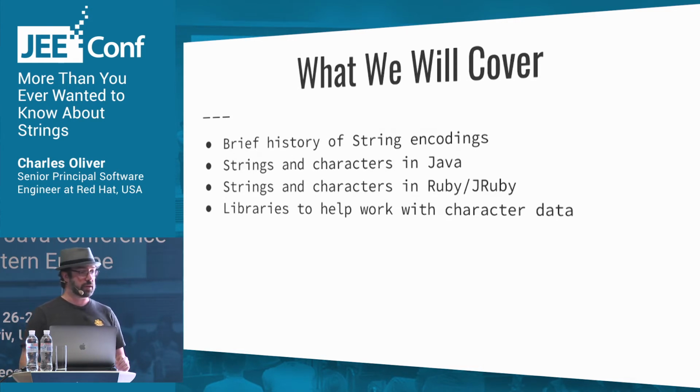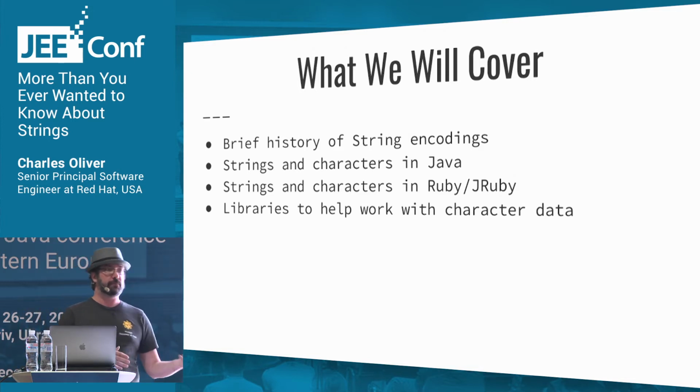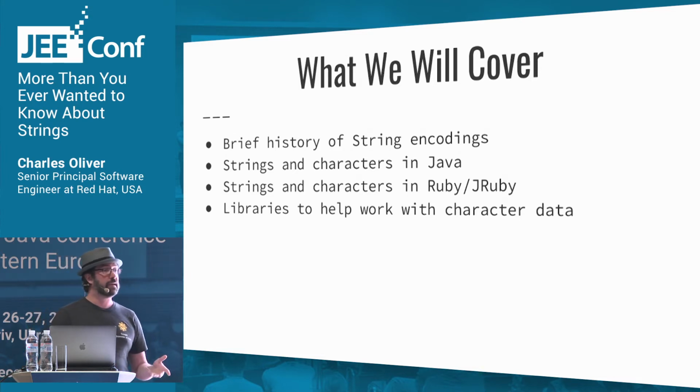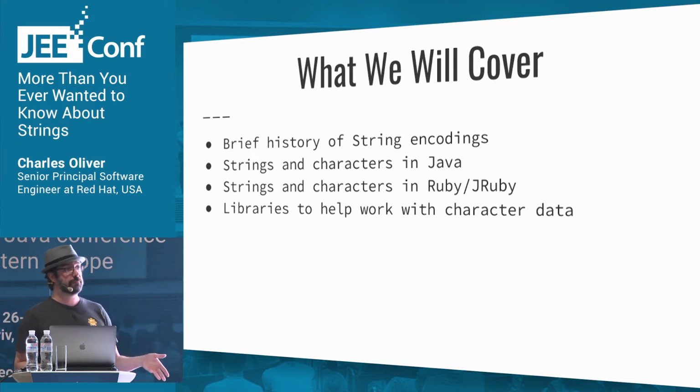All right, so here's what we're going to cover today. I will give a brief history of string encodings, where we've been, where we're going, some of the challenges and problems that have come up along the way. We'll talk about how strings and characters are represented on the Java platform, which most of us are fairly familiar with, so we won't spend too much time here. And then we'll compare that to how strings are dealt with in Ruby and JRuby, and what we can learn from that. And then I'll introduce a couple libraries that hopefully you can use to be more efficient in dealing with multiple encodings, different character data from different languages, and avoid some of the problems with the JVM strings.